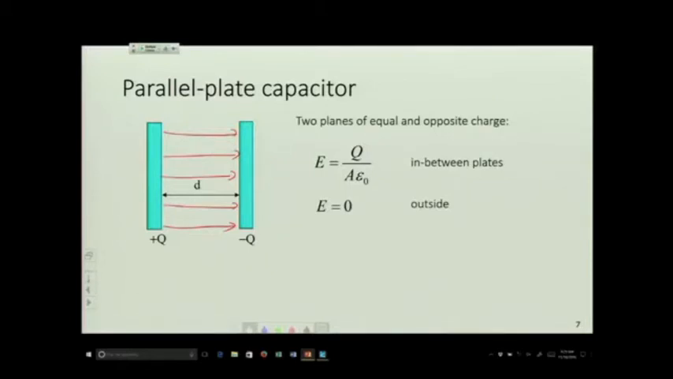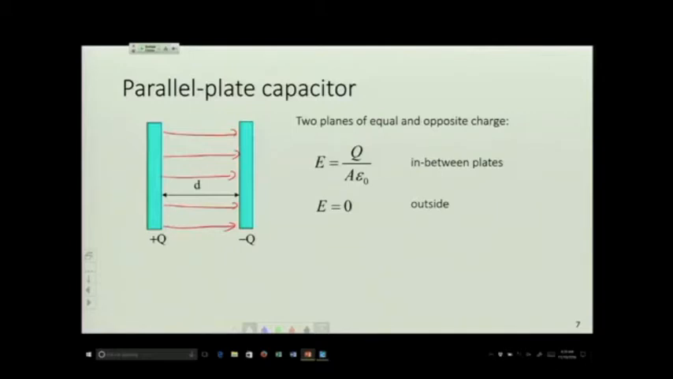Approximately. This is true for infinitely large plates, but as long as the separation between the plates is much smaller than the size of the plates, this works well. So this is a bit of an idealization. Usually these dimensions are quite different. Okay, so how would I calculate the voltage difference between the plates now?